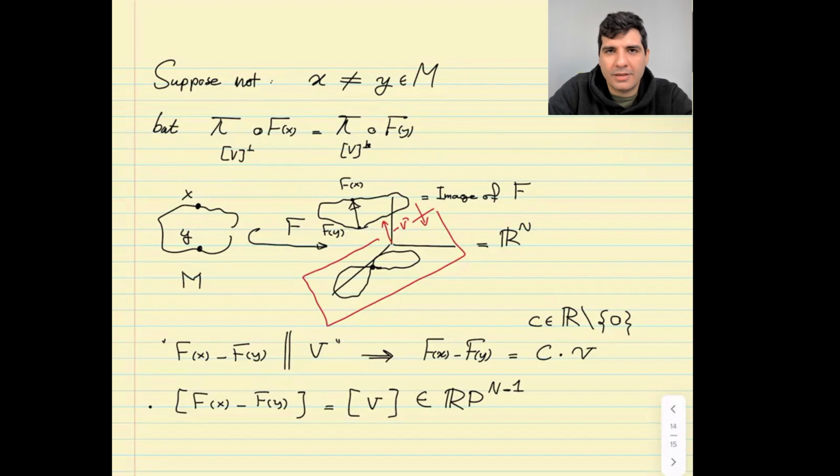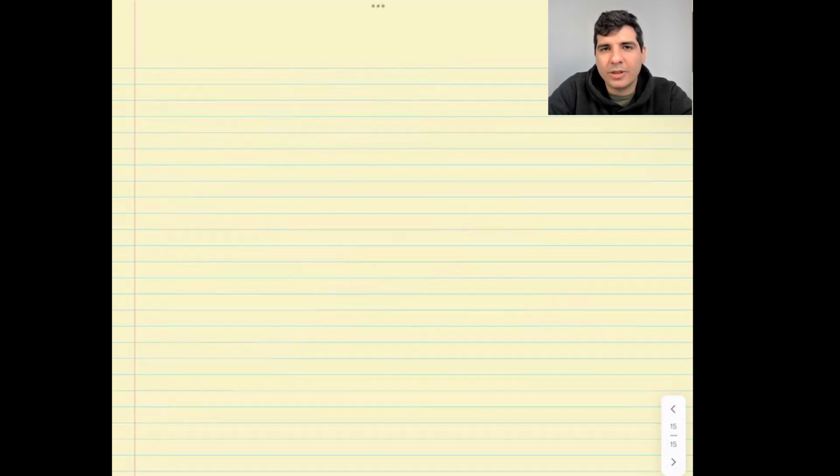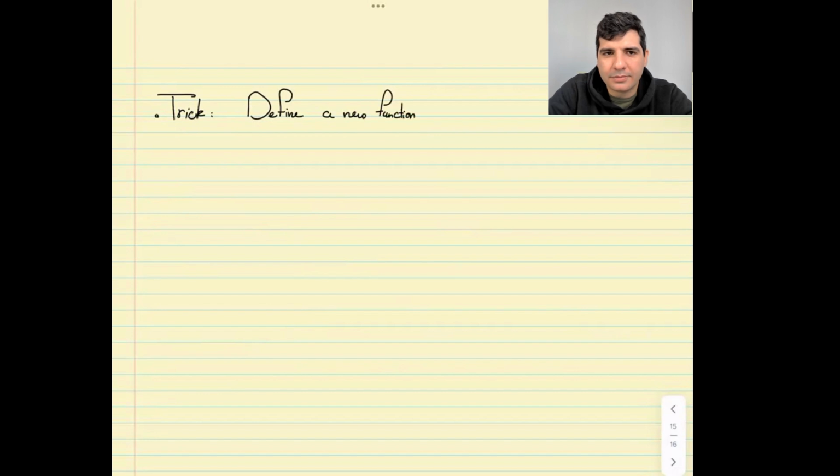Okay, this is the crucial understanding here. If pi associated to v and f is not injective, the class of f of x minus f of y is equal to the class of v in RP^(n-1). I want to say for almost every v, this would not happen. So the trick is defining a new function. This might be a bit tricky if you see this for the first time, but it will become very clear very soon why we are doing this.